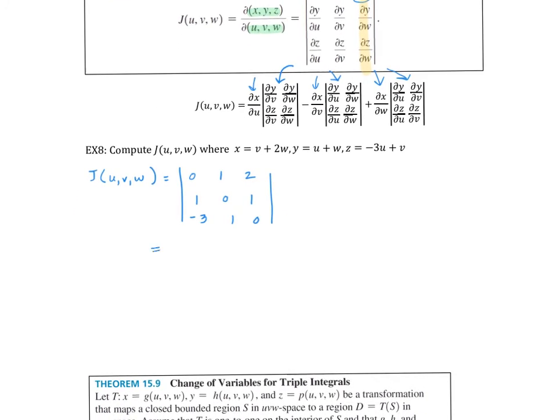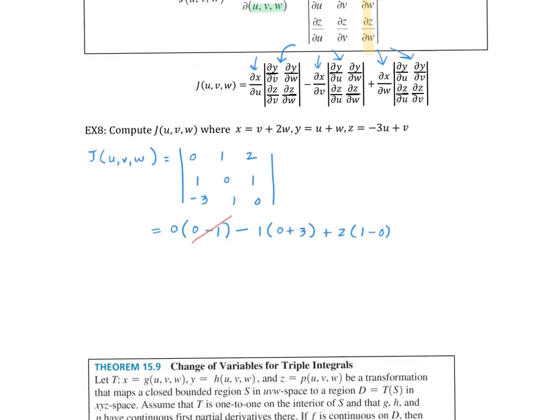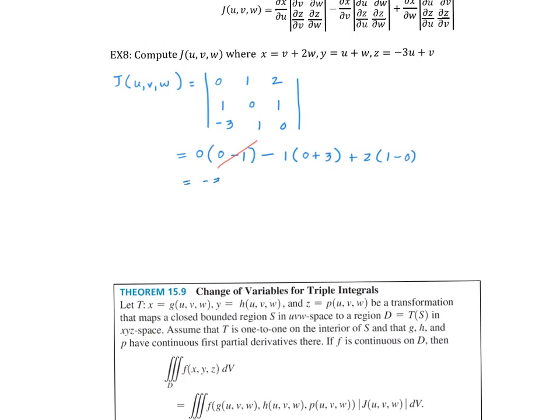This is going to be equal to 0 times the cross product, which doesn't really matter because I'm multiplying it by 0. So partial of x over partial of u times 0, minus 1 times 0 plus 3, plus 2 times 1 minus 0. So this is gone, and I have negative 3 plus 2. The Jacobian is 1.